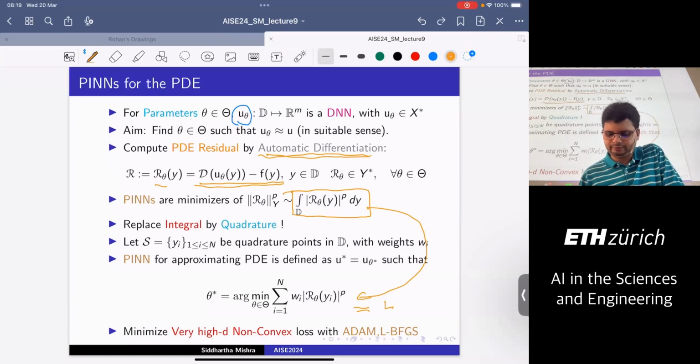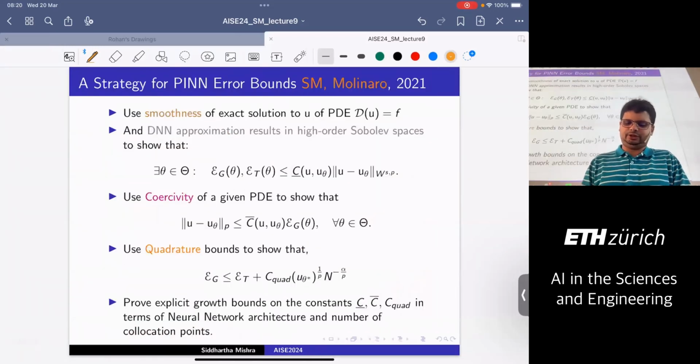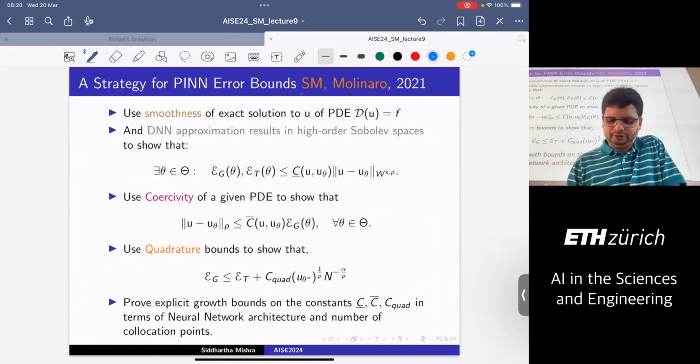Yeah, L of theta. And we optimize it with some variant of the stochastic gradient descent method. So this is PINNs. And what we did in the last lecture was that we developed some framework to analyze PINNs. This goes back to a paper I wrote some years ago.